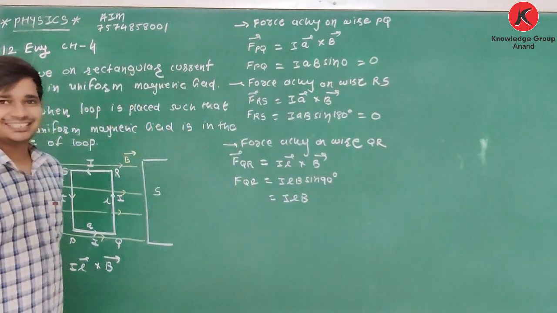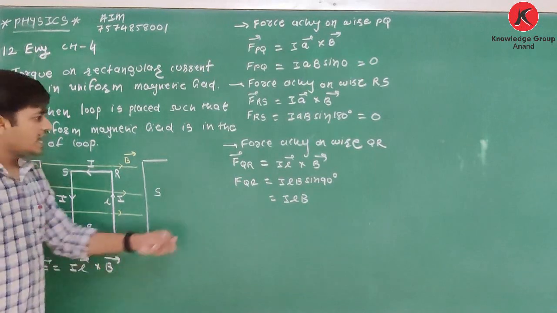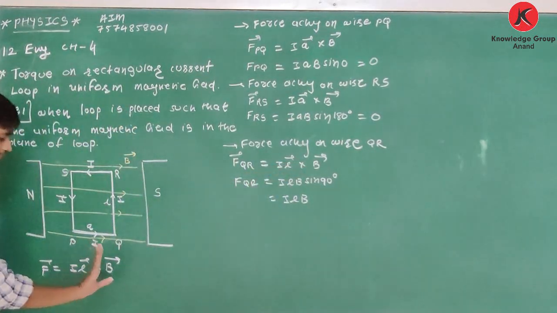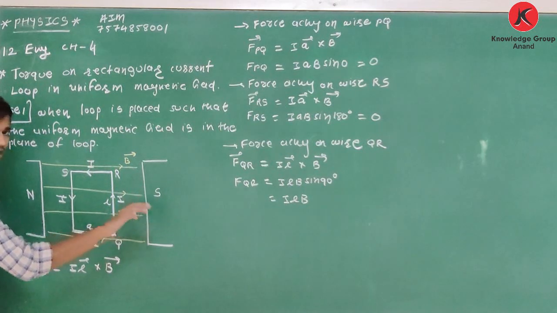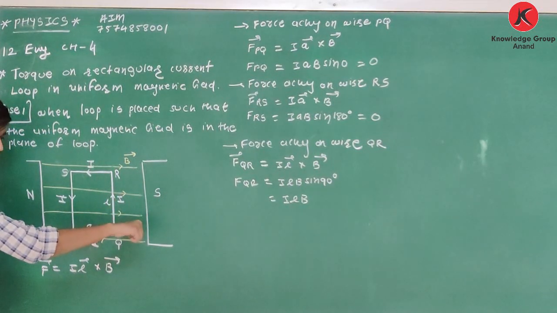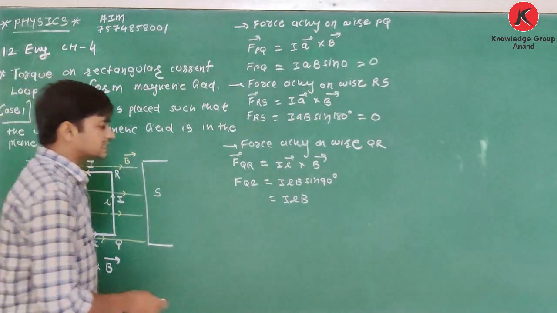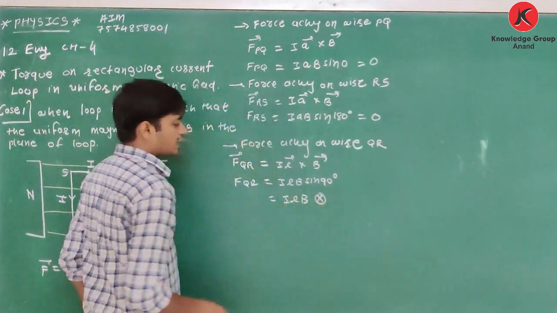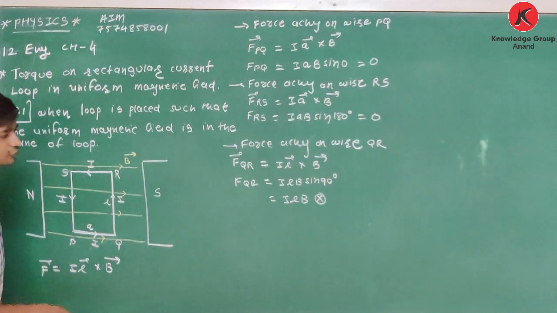So it is ILB. Direction? See, this is easy. I L cross B. Here it is. I L cross B. Clear about this? So the thumb is going perpendicular inside. Inside means cross. So here F_QR is acting perpendicular inside. Clear about this? Any doubt? Okay, sure. So what is the force acting on it?